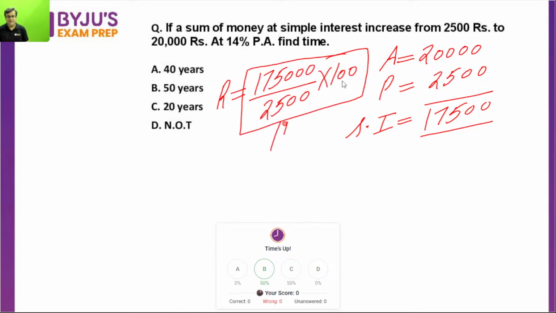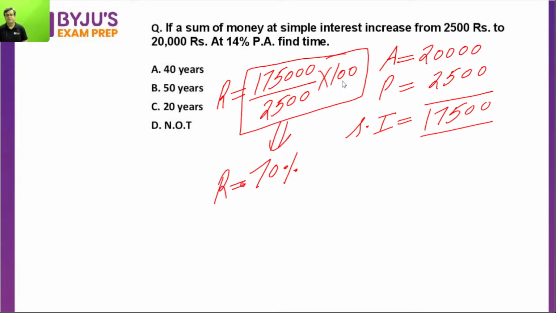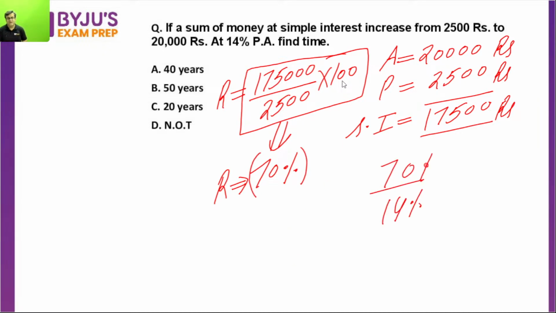25 sevens are 70% is the total rate. Amount is given. Principal is given. So interest we calculated. So interest by principal into 100. 70% is the total rate. 14% per annum. In 1 year, the rate is 14%. Total 70% means how many years? 5 years, 550. That's the answer. Okay. I think this is clear. Let's move on.